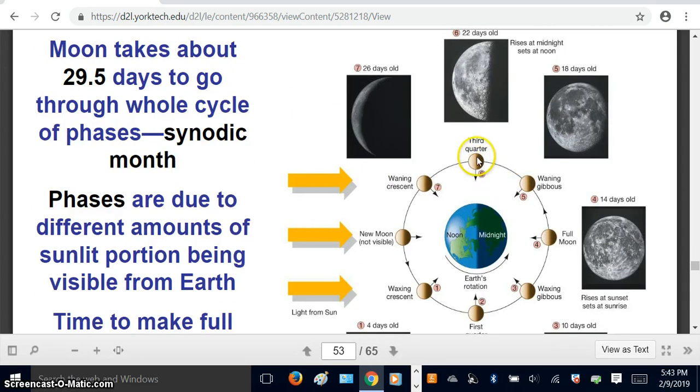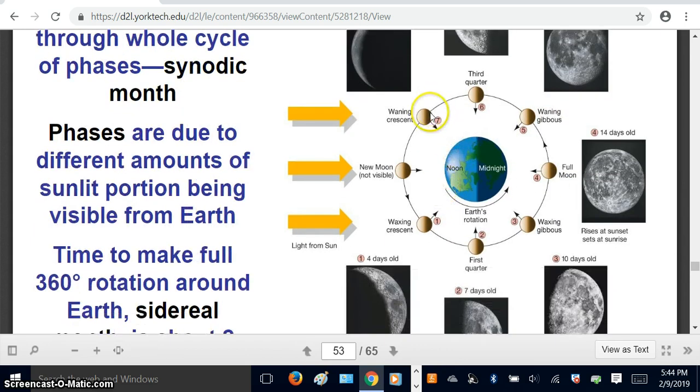And then comes what's called the third quarter, where only half of the moon is illuminated, and then it gets less and less, and that's called a waning crescent. Waning, of course, because the crescent is getting smaller and smaller. This phase is the moon that you see early in the morning. If you still see the moon at, let's say, 8 o'clock in the morning, that's actually a waning crescent, or actually it could still be a waning gibbous as well.